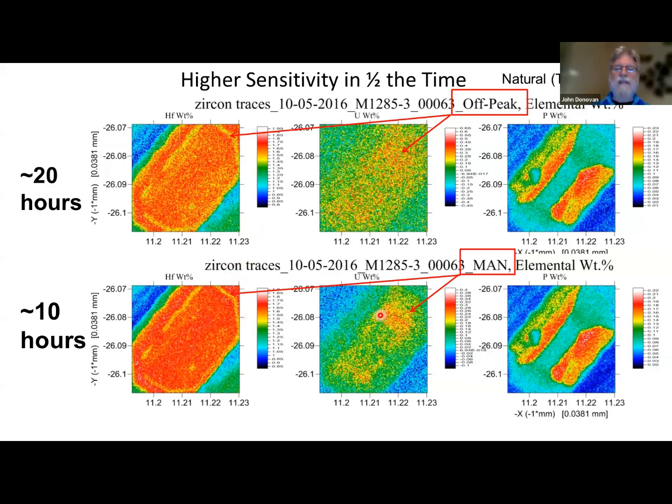Why is that? It's because the MAN background method is dependent on the average Z of the material, which is dominated by the major elements. And the major element statistics are, of course, much better than the continuum statistics. So measuring the off-peaks actually gives you slightly worse statistics. And that is published in 2016.